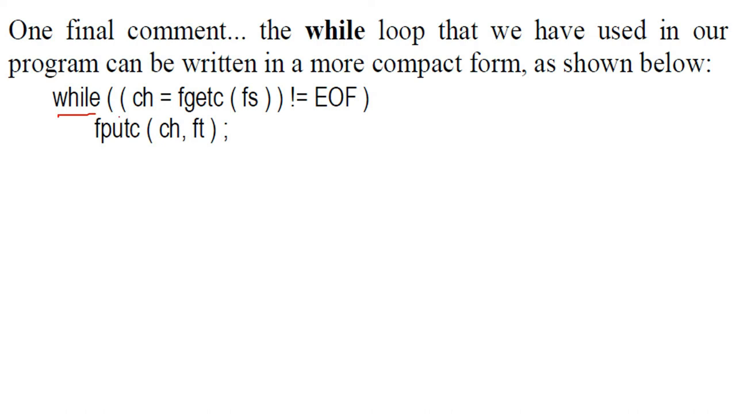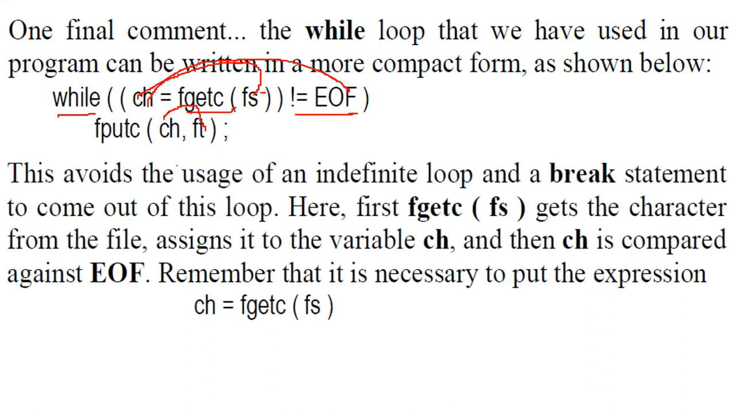We have used an indefinite while loop. Now you can use the compact form. How? While you are getting fgetc from the source file into ch, it is checked for end of file, and if it is not end of file, you just put the character one by one in the target file. So we are not using an indefinite loop or a break statement, right?